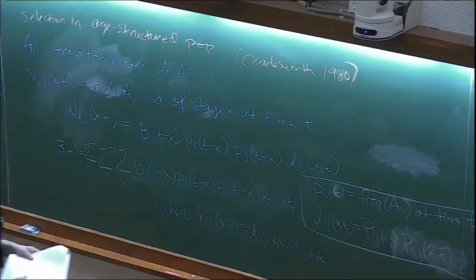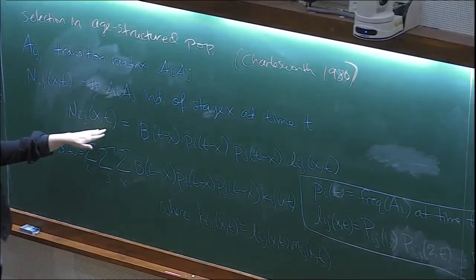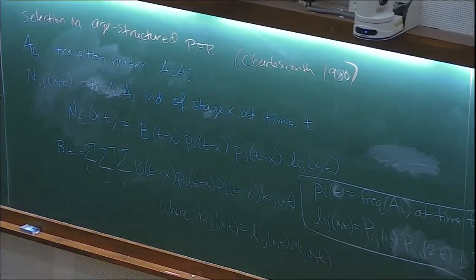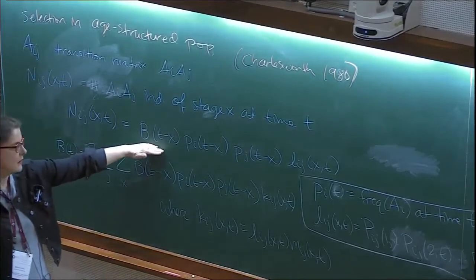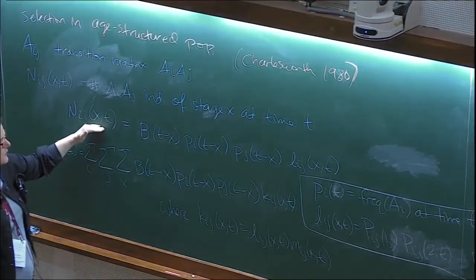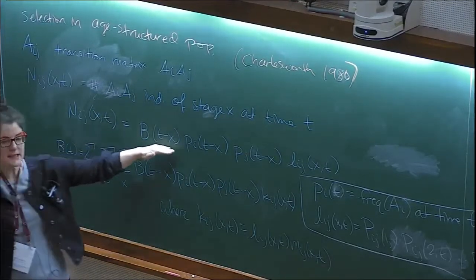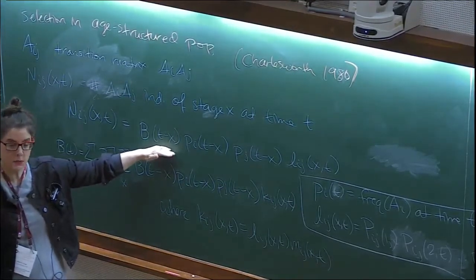All right, so let's think about what I've written here. What we're going to say is that the number of individuals of a particular genotype in age x at time t are the number of newborns that were born back when this individual was a newborn. So if this individual is, sorry, this is not stage, this is age x, t minus x was when this individual was a newborn.